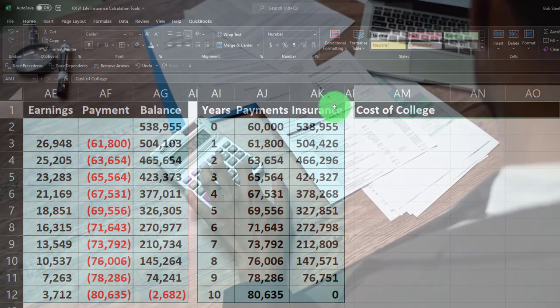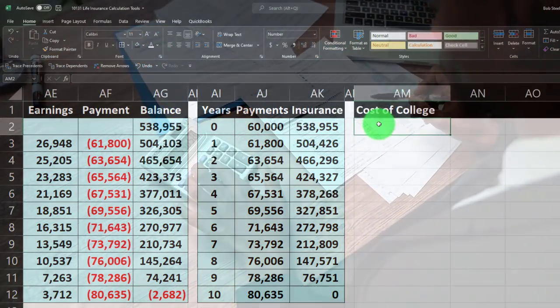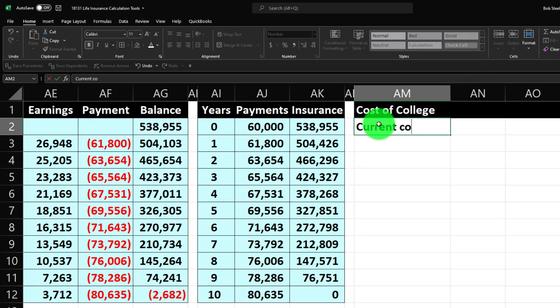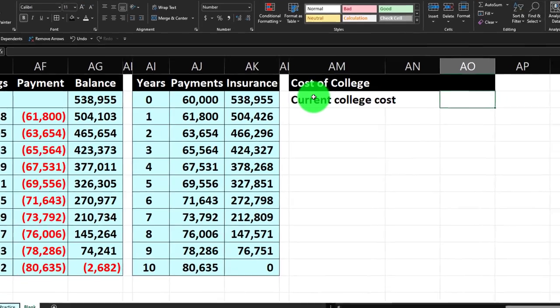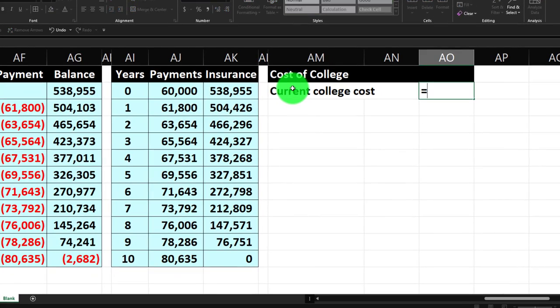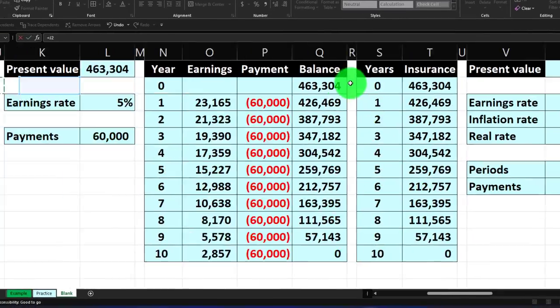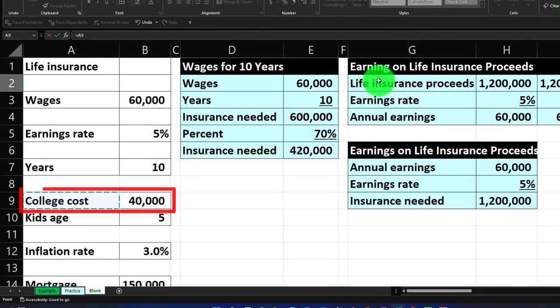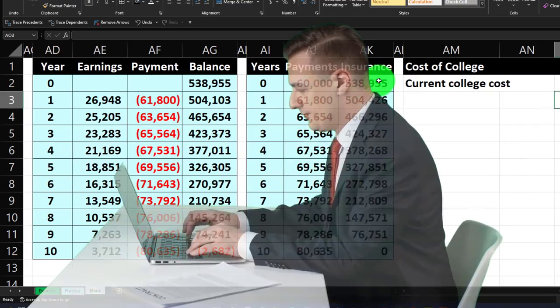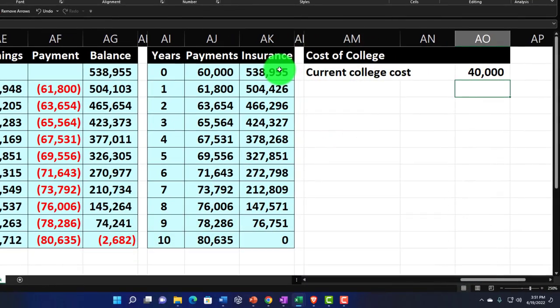And then let's first think about what the current cost of college is, current college cost. So that's something we can nail down, hopefully. It depends where you go, but let's just say that the current cost, and this may not be completely accurate, you could do your own research on the current cost. I'm going to say it's 40,000.